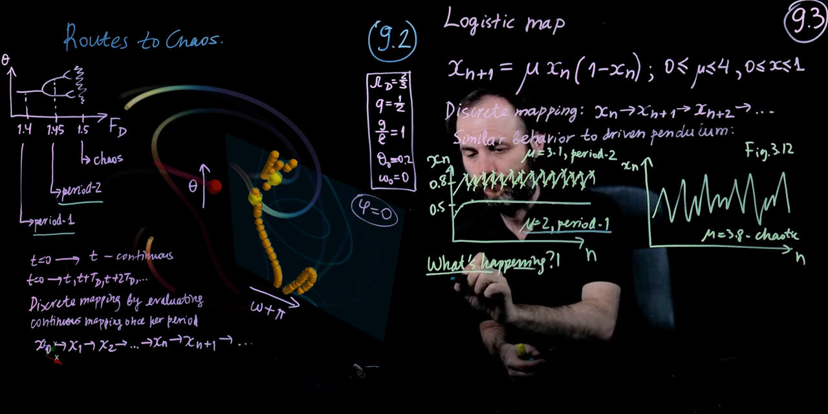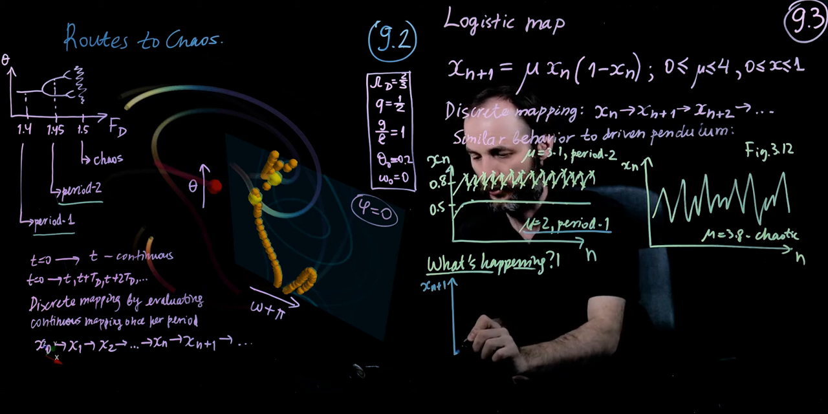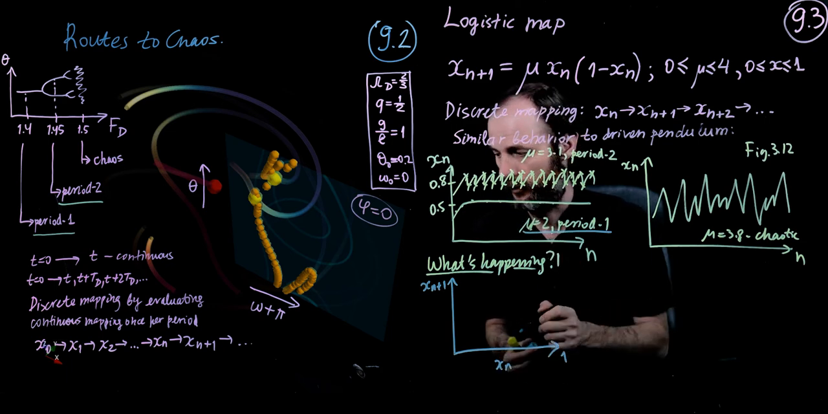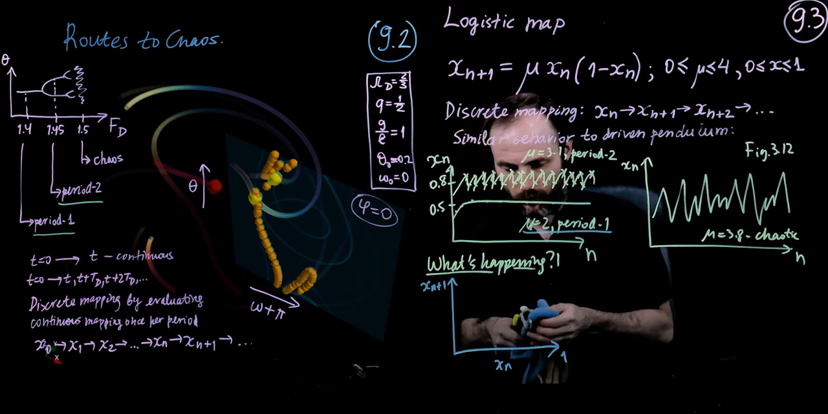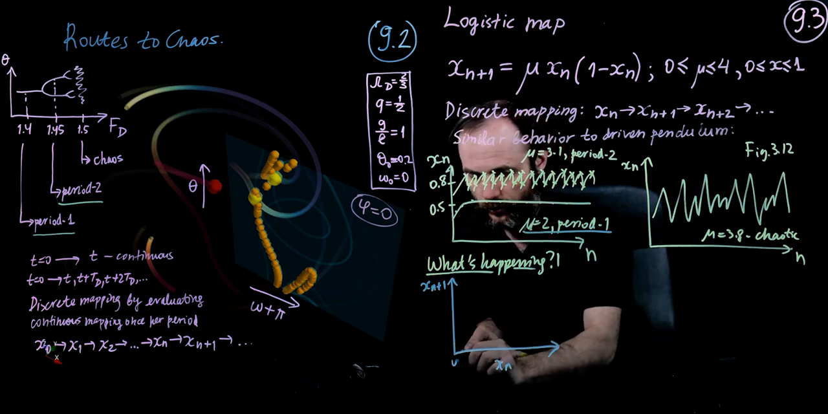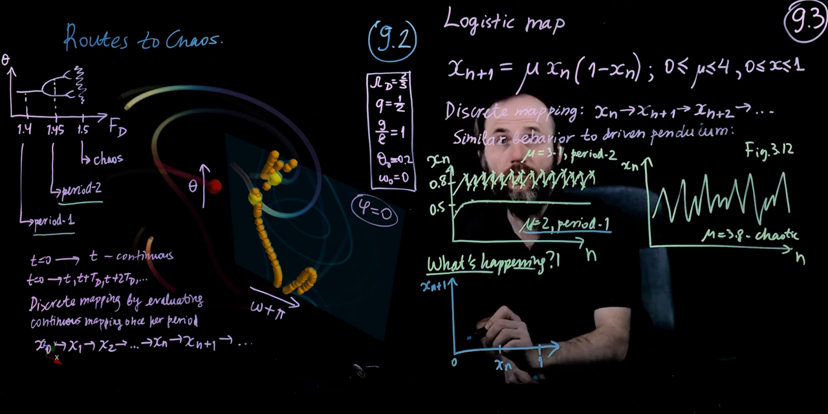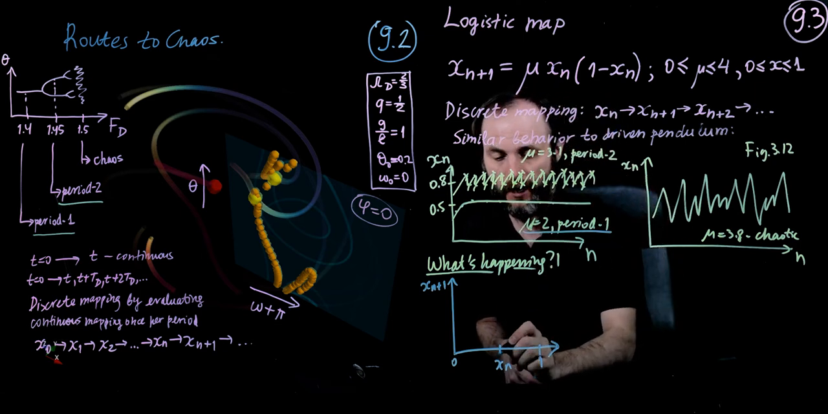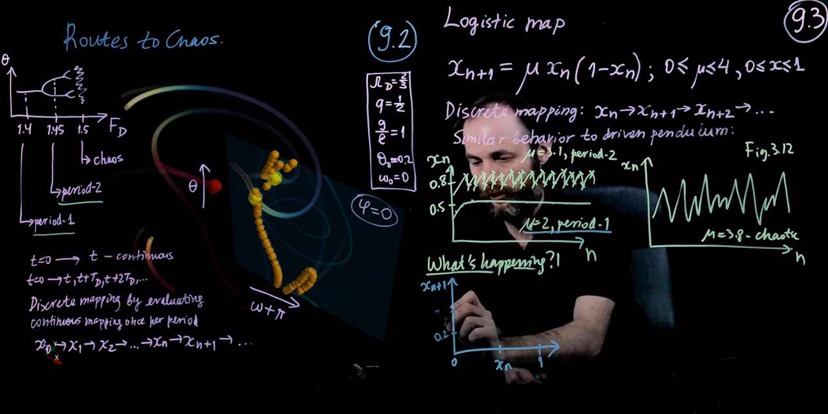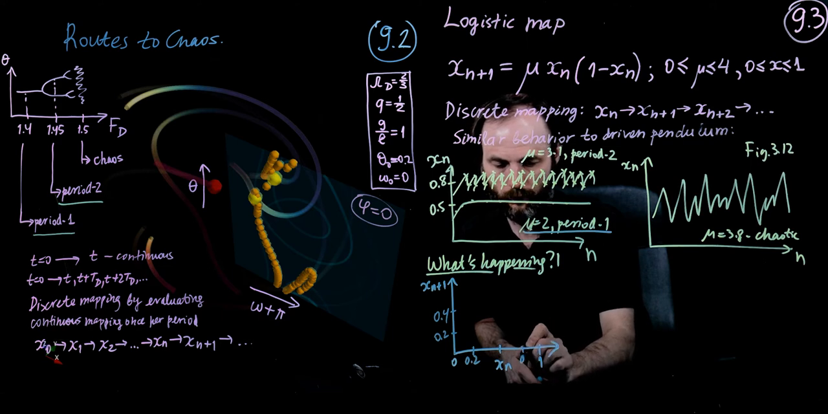So let's plot xn plus one versus xn. So our xn will go from 0 to 1. So this would be 0, that would be 1, that will be 1 half. So what we're going to have is a parabola centered at 1 half with a peak. So this will be 0.2, this will be 0.4. So this is 1 half, this will be 0.2, and that will be 0.8.